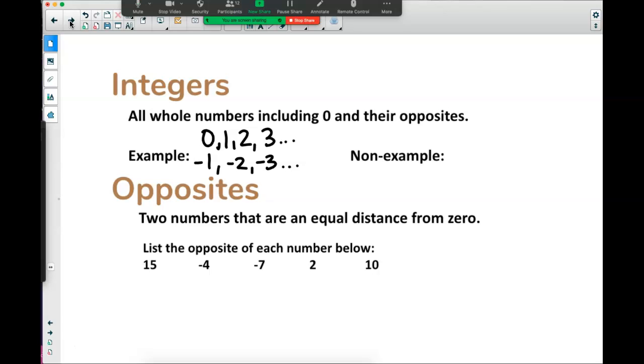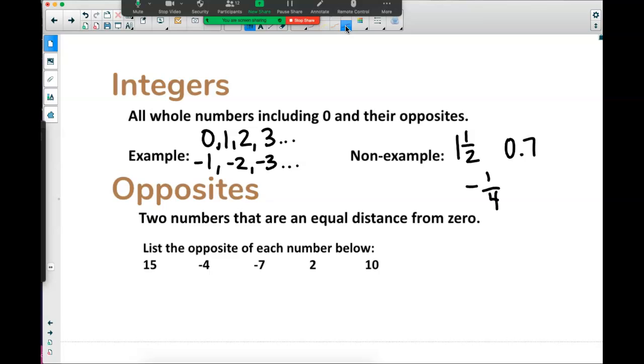Non-examples? So what would be a non-example of an integer? 1.5. Okay? If we're dealing with fractions or decimals, so 1 and 1/2 is a non-example. 0.7 is not an integer. -1/4. A negative sign does not make it an integer. It has to be a negative whole number to be an integer. So none of those are integers. Okay?